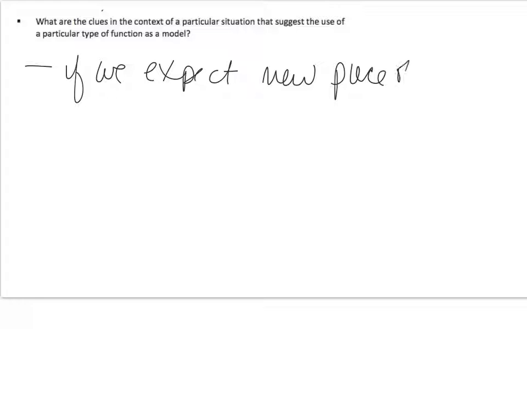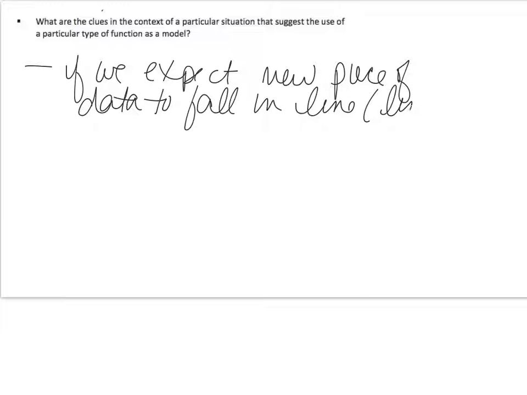Okay, I think this is my last bullet point to talk through. What are the clues in the context of a particular situation that suggest the use of a particular type of function as a model? So we've got 4 different choices. What are the clues? What are we looking for? So if we expect each new piece of data to fall in line, to be linear, then you know we have a linear model.